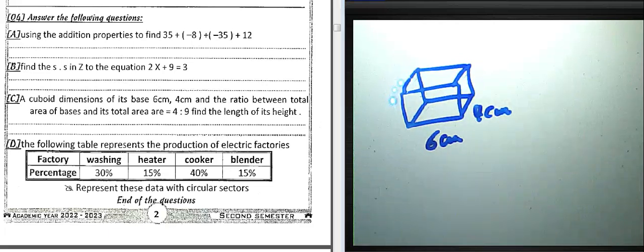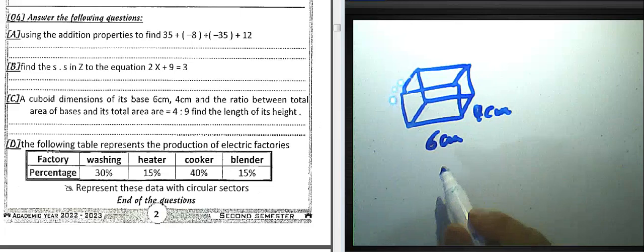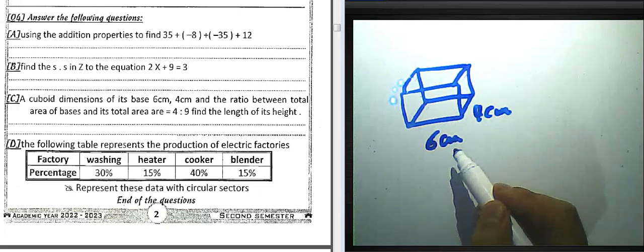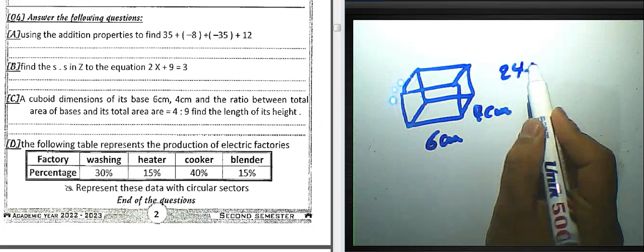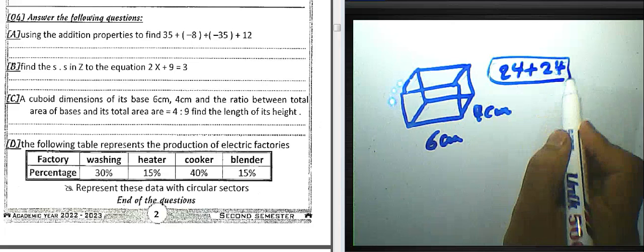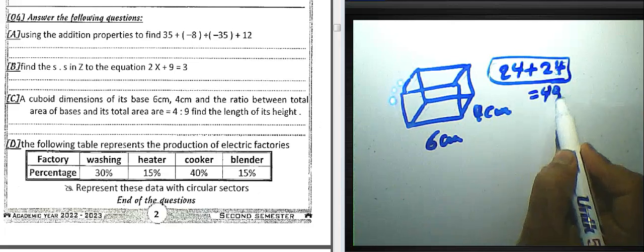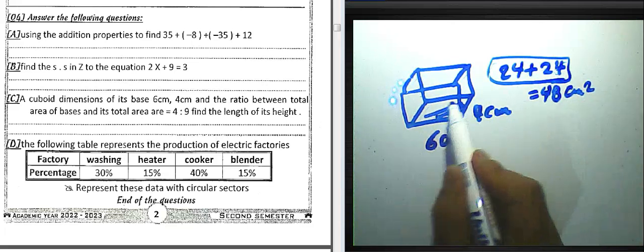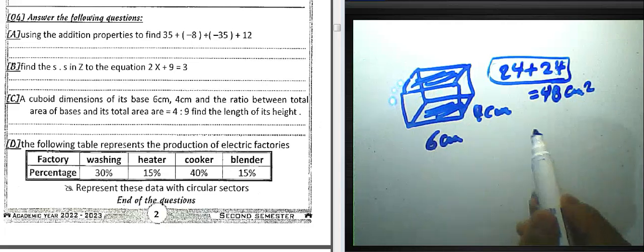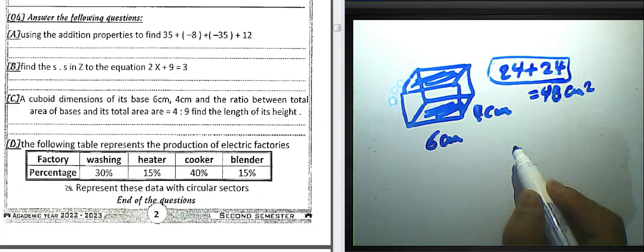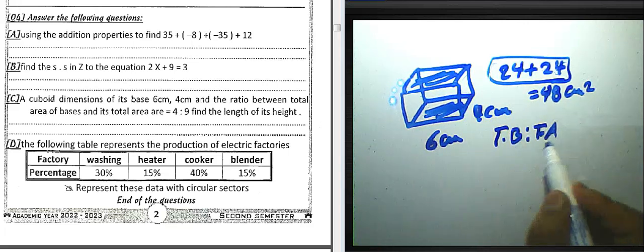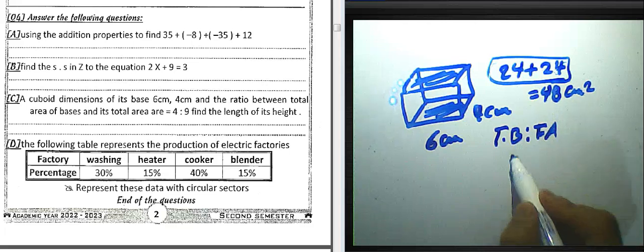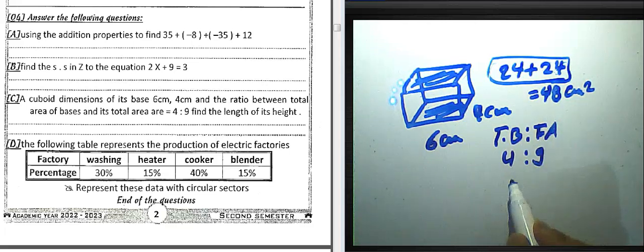He gives us in the example the ratio between the total area of the bases and the total area of the cuboid. We know the area of one base equals 4 times 6 equals 24. 24 plus 24 equals 48 square centimeters, the area of the 2 bases. The ratio was 4 to 9. We can write here 48 as the total area of the bases.